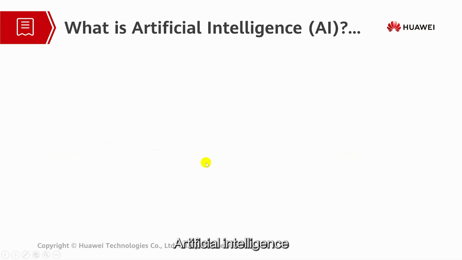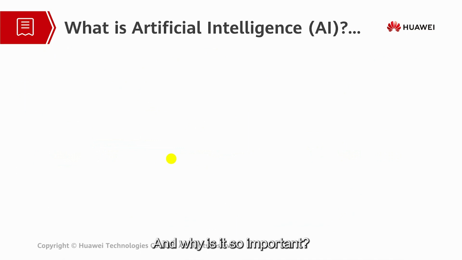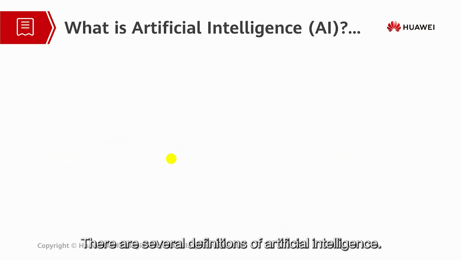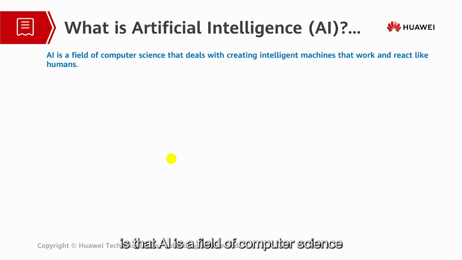Artificial intelligence has been a buzzword for some time. But how would we define artificial intelligence? And why is it so important? There are several definitions of artificial intelligence. However, one of the easiest to understand is that AI is a field of computer science that deals with creating intelligent machines that work and react like humans.